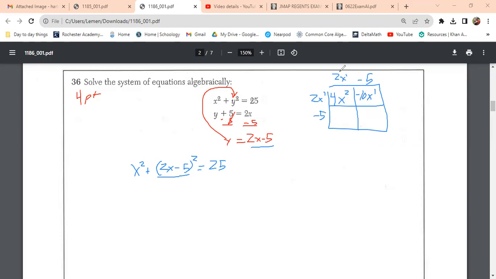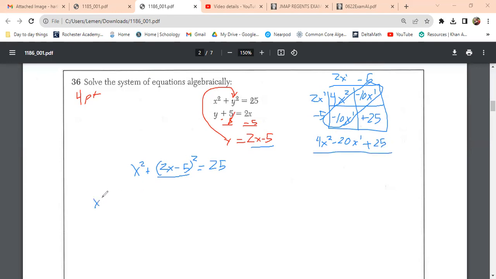This is going to be the same. A negative 5 times 2 is going to be a negative 10. It's going to be x to the first power. And then a negative 5 times a negative 5 will be a positive 25. Now all I'm going to do is combine the like terms. The like terms are right here. A negative 10x plus a negative 10x is going to be a negative 20x. So here's what I'm going to have. So this will be 4x squared minus 20x to the first plus 25. So that's what I'm going to take and replace.